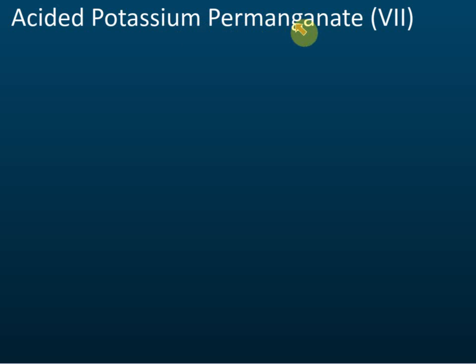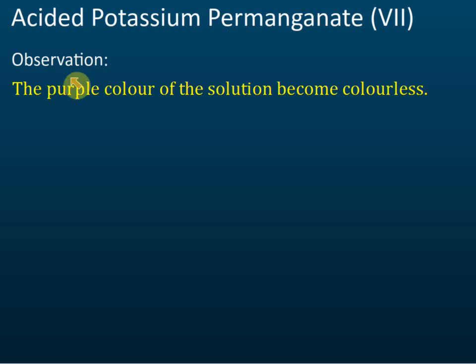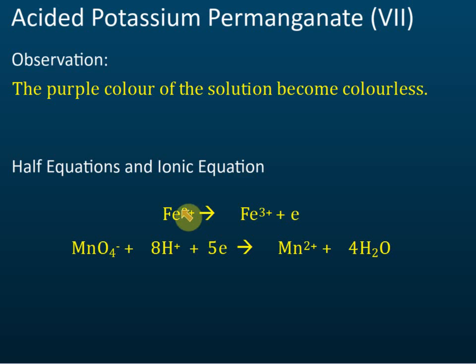Next one, potassium permanganate. What's the color of potassium permanganate? Potassium permanganate is purple in color, not orange. So the observation: the purple color of the solution becomes colorless after the reaction. And the half equations: iron 2 to iron 3, and then we have permanganate, 8 hydrogen ions, manganese. Write the ionic equation for this reaction. These two are the half equations.